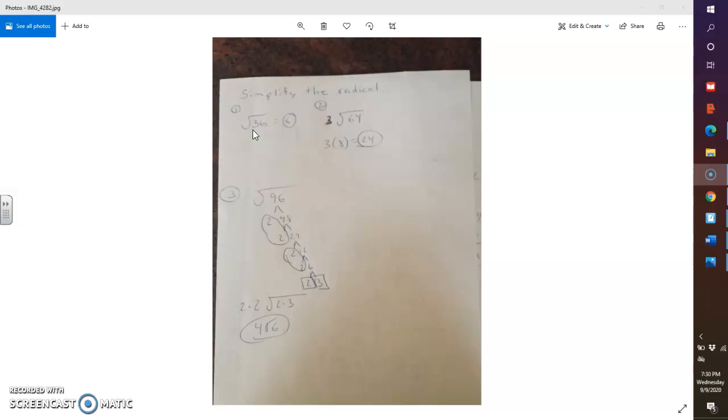In the third one, 96, this is how you break down a radical. You do a prime factorization, which means you divide only by prime numbers: 2, 3, 5, 7, 11. You probably don't have to go much higher than that. And as long as the number is even, we divide by 2, because that's our only even prime number. So 2 into 96 is 48, 2 into 48 is 24, 2 into 24 is 12, 2 into 12 is 6, and 2 into 6 is 3.